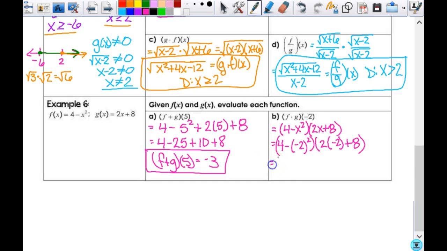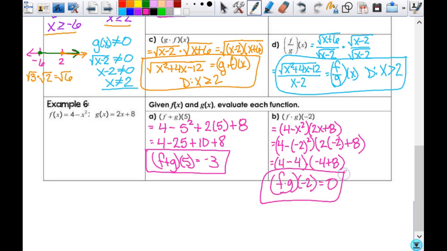Okay. So this gives me 4 minus, what's a negative 2 squared? 4 times negative 4 plus 8. But once I get this, does it even matter what's happening here? What's 4 minus 4? 0. And what's 0 times anything? 0. So if this was something crazy hard, it doesn't even matter. You got 0 times whatever that is. So that means that f times g of negative 2 is equal to 0. And 0 is an okay answer. Sometimes when y'all get 0, you're like, I think I did something wrong. No, it's okay to get 0.